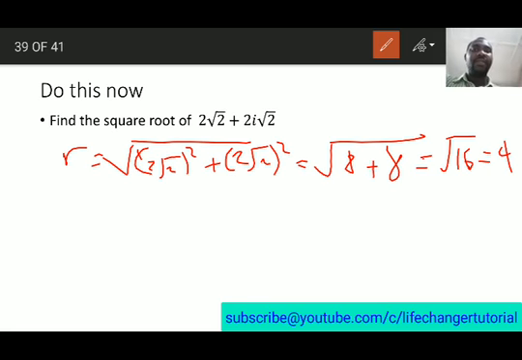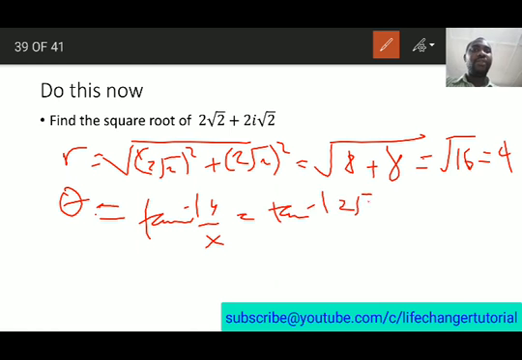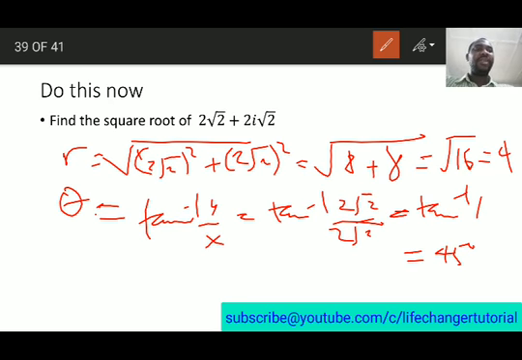That is good. So we find theta now, which is tan inverse of y over x, which means in this case tan inverse of 2 root 2 all over 2 root 2. We don't need to bother here. Since everything is positive, we don't need to start drawing quadrants. So this is tan inverse of 1, and tan inverse of 1 is equal to 45 degrees. 45 degrees is pi over 4.